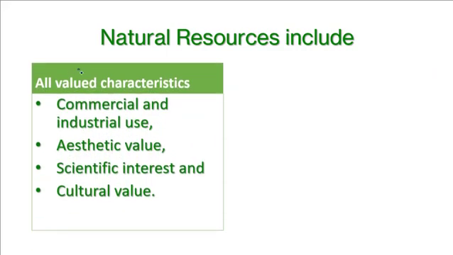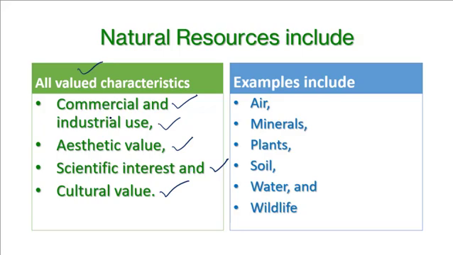expected. So natural resources include some valued characteristics, like commercial value and also industrial value. They have aesthetic value other than commercial and industrial values, and they have scientific interest, and also some cultural values. And resources in a broad sense may include air, mineral deposits, fossil fuels, plants, crops and vegetation, soil, water and wildlife including flora and fauna, that is plant life and animal life.